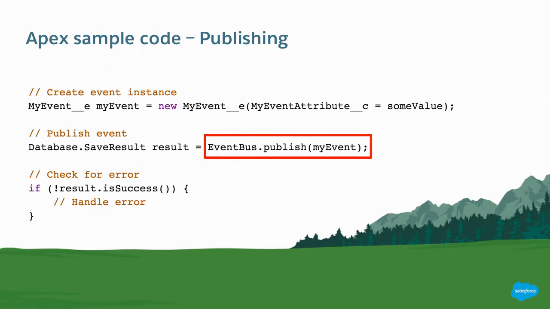So we have an abstract class called EventBus. That's a reference to our event bus. And we have a publish method, which allows us to publish one event or multiple events. This is the same method, which works for a single event or a list of events. And then you see that the rest is really similar to a standard object creation. You even have a Database.SaveResult object to check if your event was sent to the event bus.